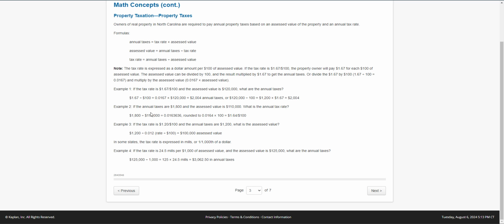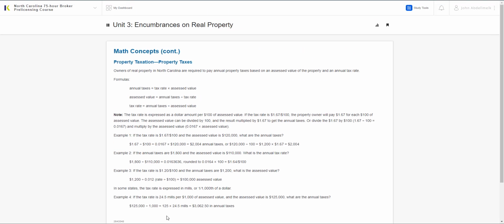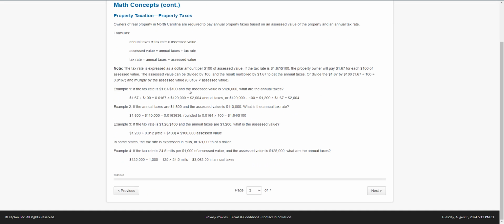Example number one: if the tax rate is 1.67 per $100 and the assessed value is 120,000. Okay, I'm not gonna look at the answer. 120 times, well, our tax rate would be 0.0167. Oh, it's times, not divided. Oopsie. 0.0167, 2004.